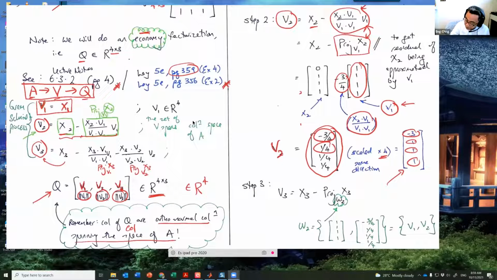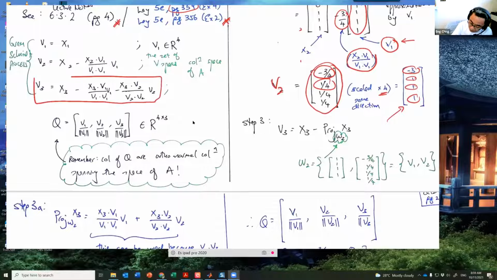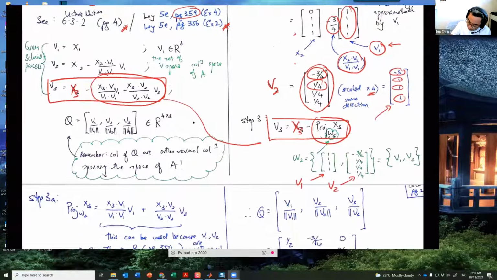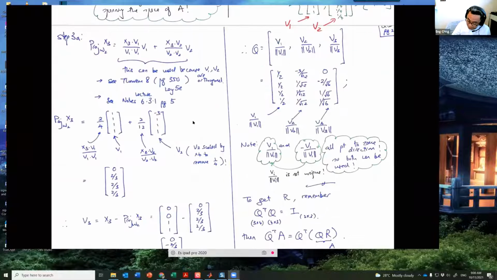Now, compare and contrast this equation here, which is V3, and this equation here. They are the same equation. The notation is slightly different. So X3 is here, so this is X3. The only difference is this guy. So you realize that this sum is the projection of X3 onto W2. What is W2? It is the base. This W2 is the space spanned by V1 and V2. Right? You work through the math, and then we get the solution here, and we can calculate.